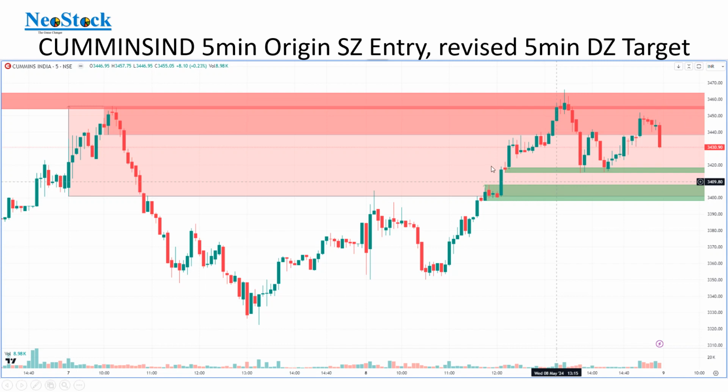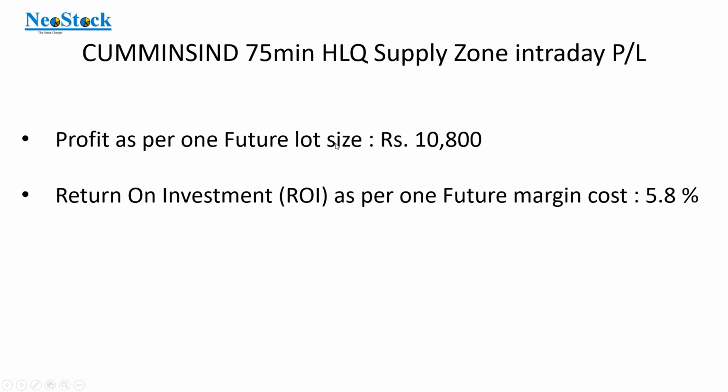So up to this 5-minute high liquidity zone, Cummins has given 10,800 rupees profit, which is 5.8% return on the investment as per one futures margin cost. This ROI is based on one futures margin cost. And this profit is calculated based on one future lot size. If you are buying multiple futures, whatever the number of lots, that much profit you will get. So these are the two executed trades.